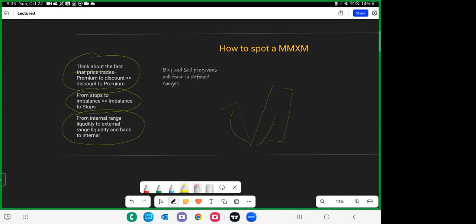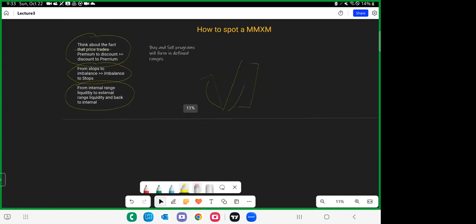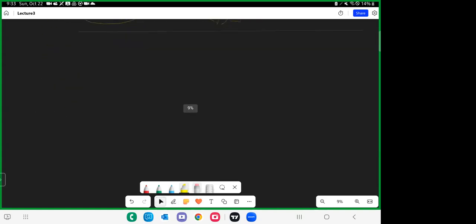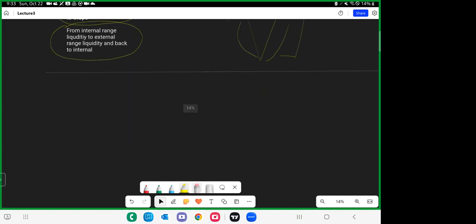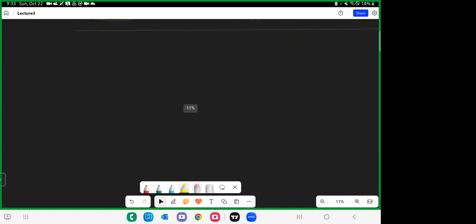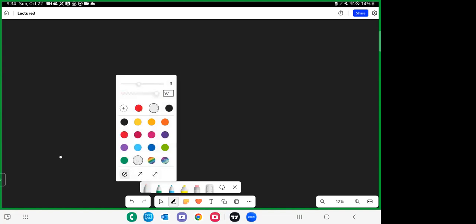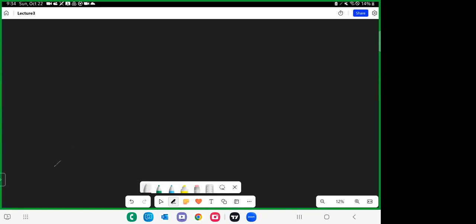So once again, buy and sell programs will form in defined ranges. Let's take what we've learned in terms of order flow and structure and all that stuff, and put it into this little example. Let's imagine that we have this type of price action here.